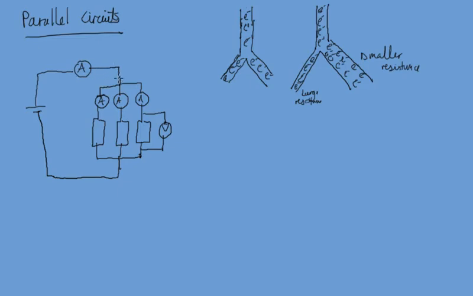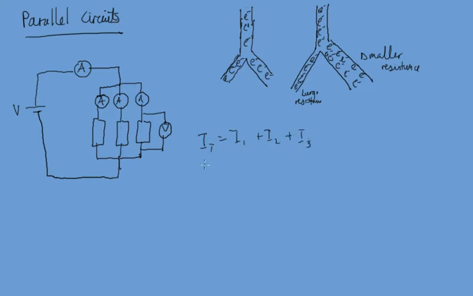The current comes here and it can flow down the different branches, and the amount of current in each branch of our circuit depends on the resistance in each branch. However, the voltage over each branch is the same as our voltage here. So we know the total current is going to be the same as the current in each branch added together.